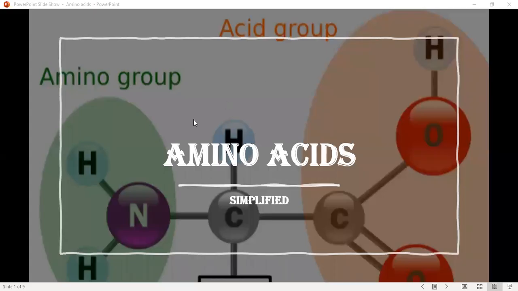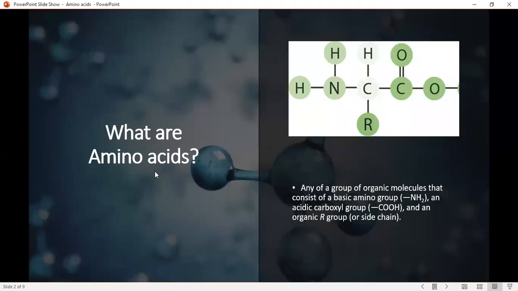Today we're going to talk about amino acids: what are amino acids, what are the types, and how to memorize them. Before moving towards the types of amino acids, first we should know what amino acids are. Any compound that has an amino group as well as a carboxylic acid group is termed an amino acid.